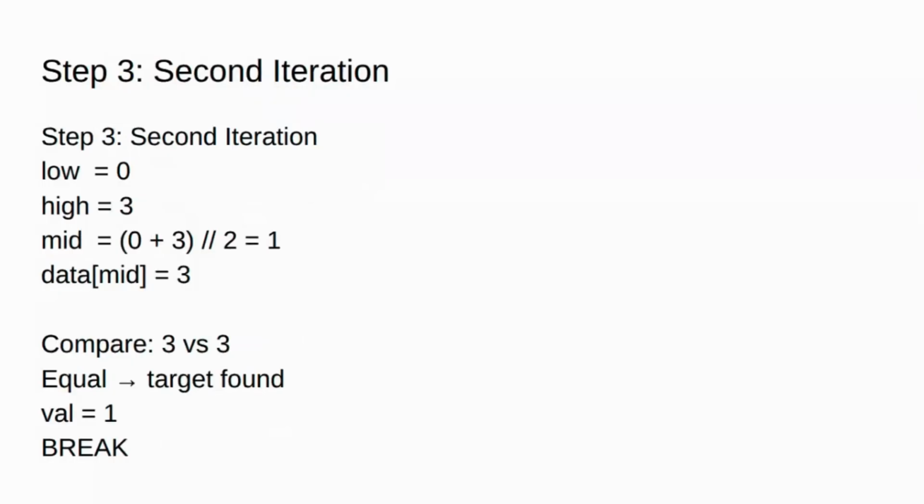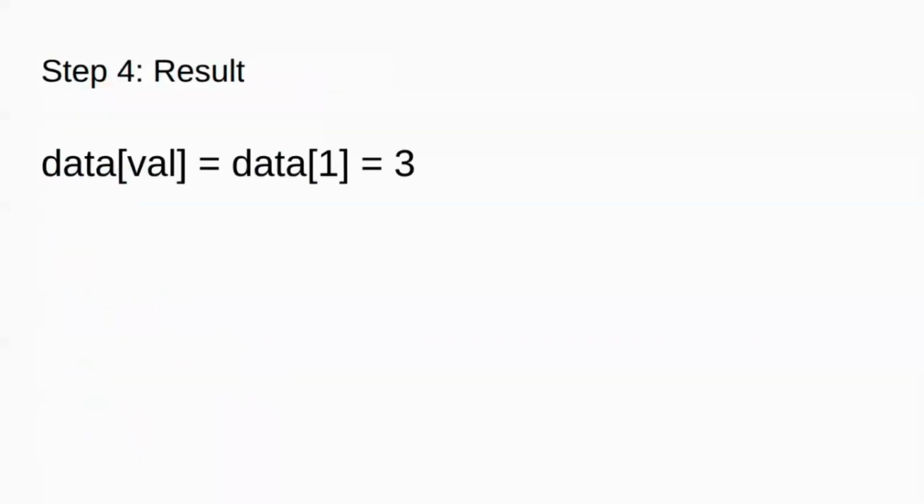And we're going to go through the next iteration. Now low is going to be 0, high is going to be 3, and middle is going to be (0 + 3) divided by 2, which is 1. And when it tries to check the middle value, it realizes that that value is equal to the target, and therefore you find it, you break, and you return that value.